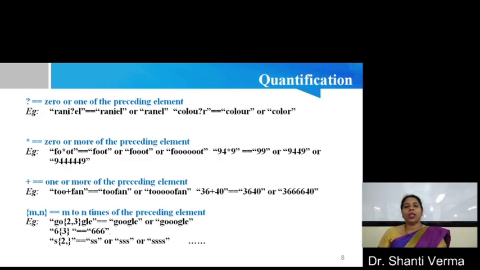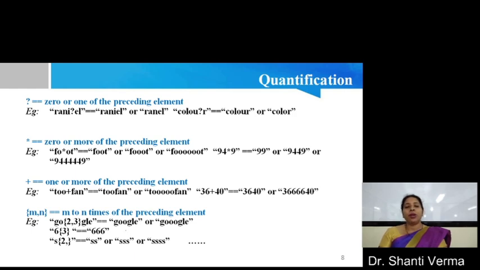Now, what is quantification? In quantification, first I discuss the question mark. Basically, a question mark means zero or one of the preceding element. So, if I don't know whether the preceding element is present in a string, I can place a question mark sign. Similarly, if I write star, then it means zero or more of the preceding element. If I write plus, then one or more of the preceding element. And if I write m comma n in curly braces, then m to n times of the preceding element.